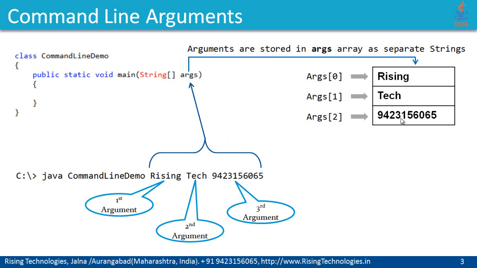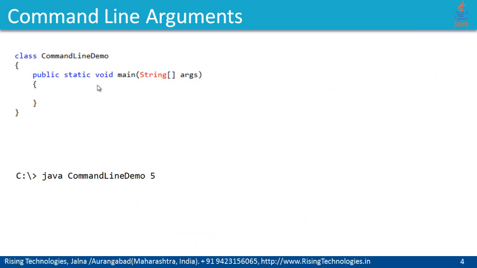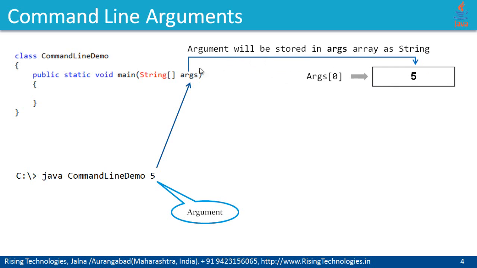Now, in this session, I want to write a program. I will execute that program from the command line and I will supply an integer as a parameter. Something like this. This is my program. I will invoke this program from the command prompt and supply a number. We know that this argument will be sent as data into this args array and stored as a string within this args array.